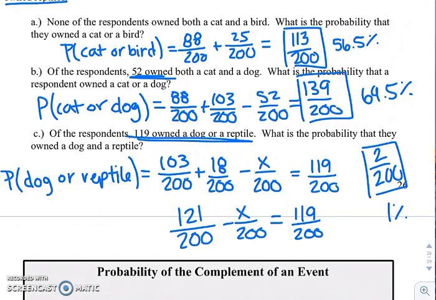So pay attention to the wording. Is it giving you information of this and that, or is it giving you information of this or that? Just be paying attention to the wording. But when you're finding the compound probability of two events, one or the other, we add them together. We just have to be conscious of if there's any overlap where we would have to subtract, because we don't want the probability of when they are both, just one or the other.